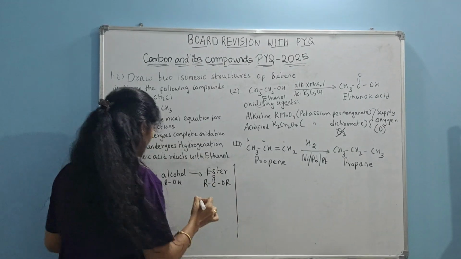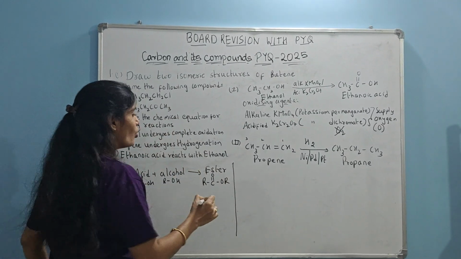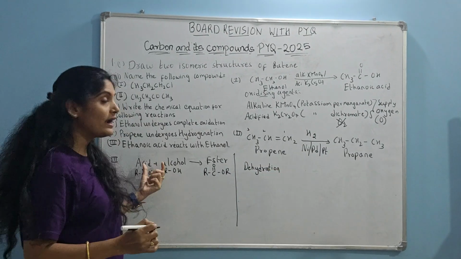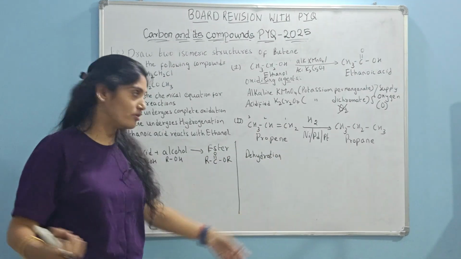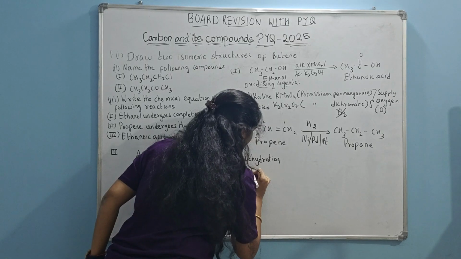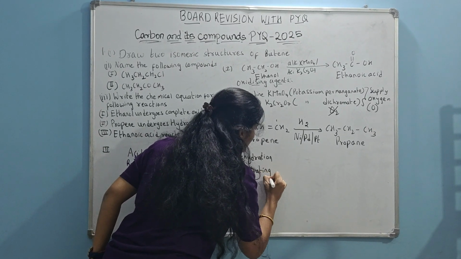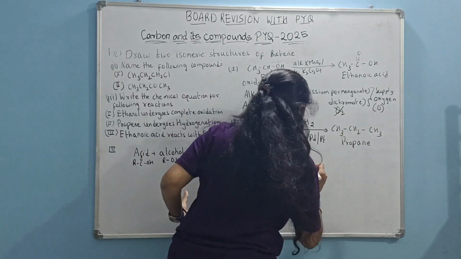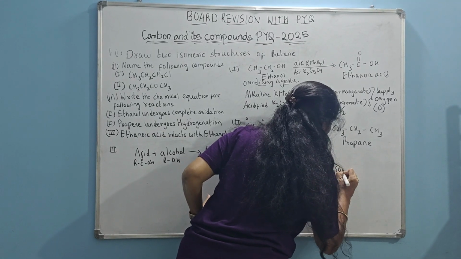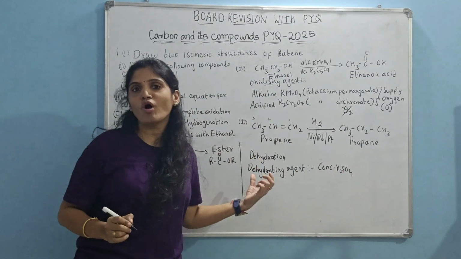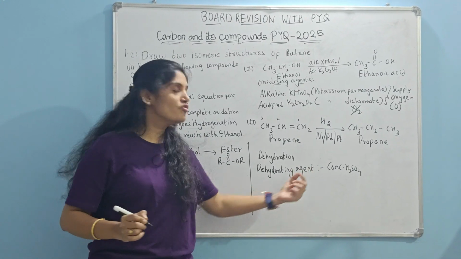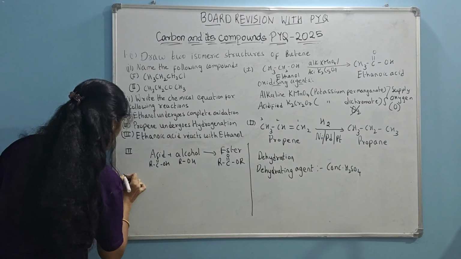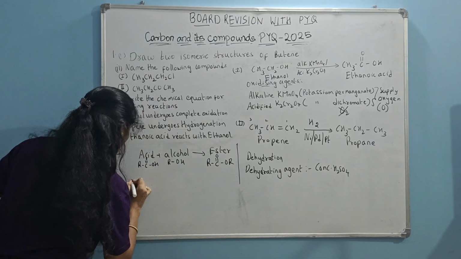Before writing this, I'll tell you something. When you react acid with alcohol, what exactly happens? Dehydration happens. When acid plus alcohol react, a water molecule is eliminated to form ester. For the dehydration to happen, I need a dehydrating agent. The most common dehydrating agent used for this reaction is concentrated H2SO4. So whenever you are reacting acid plus alcohol to form ester, you have to use a dehydrating agent, which is concentrated H2SO4. Now let me do the reaction. Ethanoic acid is what? I'll just erase this. Okay, ethanoic acid is what?